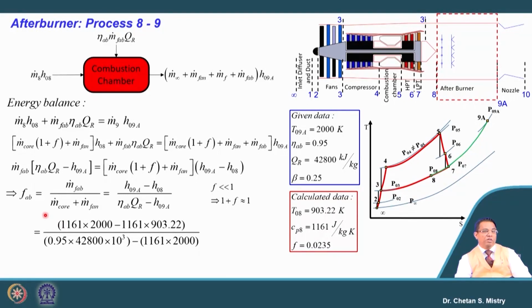Just check with the fuel air ratio for the afterburner. The numbers are known to us. Let us put these numbers. It says my fuel air ratio for the afterburner is coming 0.0332. Okay. So, we have information about the temperature, pressure and the fuel air ratio.